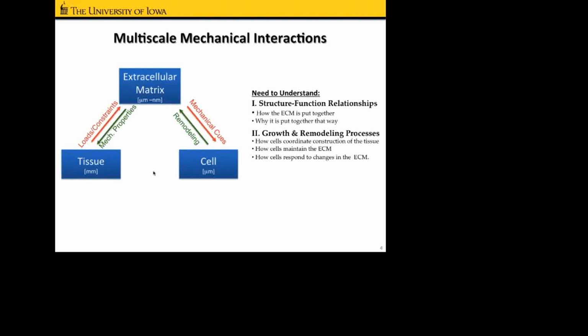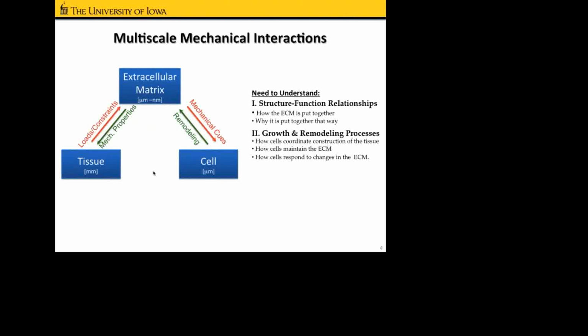And so these multiscale mechanical interactions, for me, have been of primary interest in the context of engineering tissues and how we can make the remodeling process that we're trying to direct better to produce things that are more like native tissues. With that in mind, there's two broadly classified areas that I think we are required to understand. The first is the structure-function relationships, such as how is the extracellular matrix put together, and why is it put together that way. If we look at a native tissue, we can think of those relationships as the blueprints or the design targets for our engineered tissues.